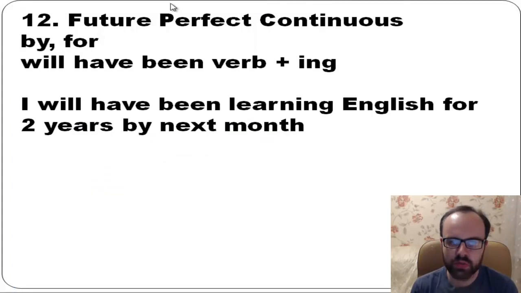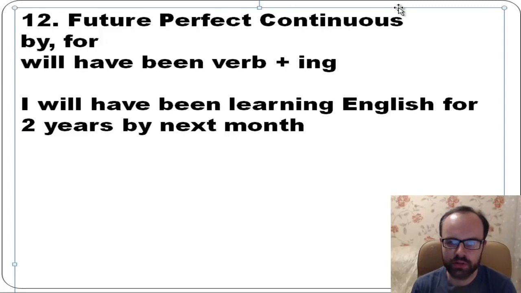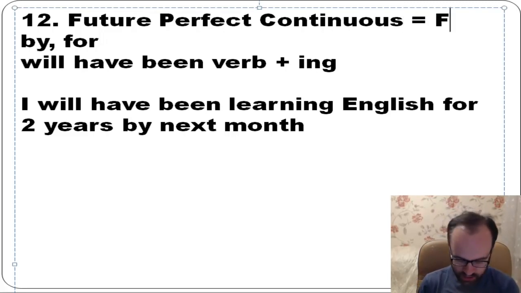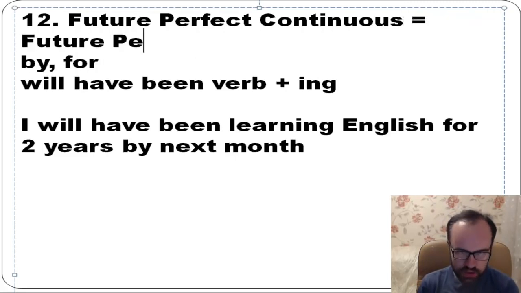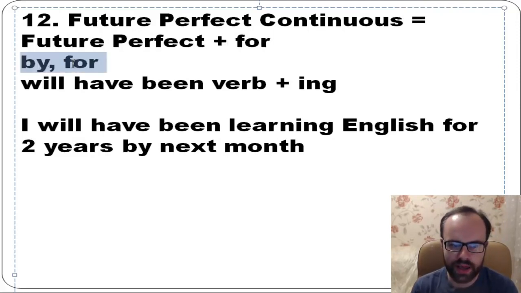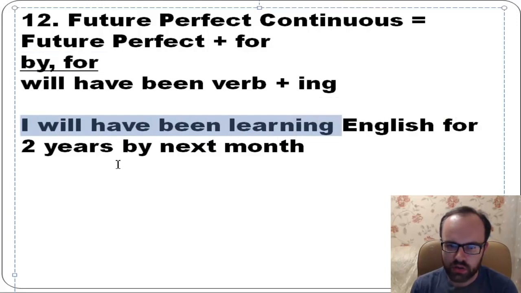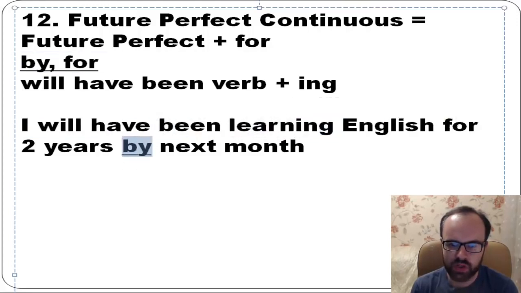And the last one, future perfect continuous. It's like future perfect, but you also have for. So by and for. So look, will have been plus verb plus ing. I will have been learning English. So you have by next month, so it's like future perfect, and for 2 years. I will have been learning English for 2 years by next month.